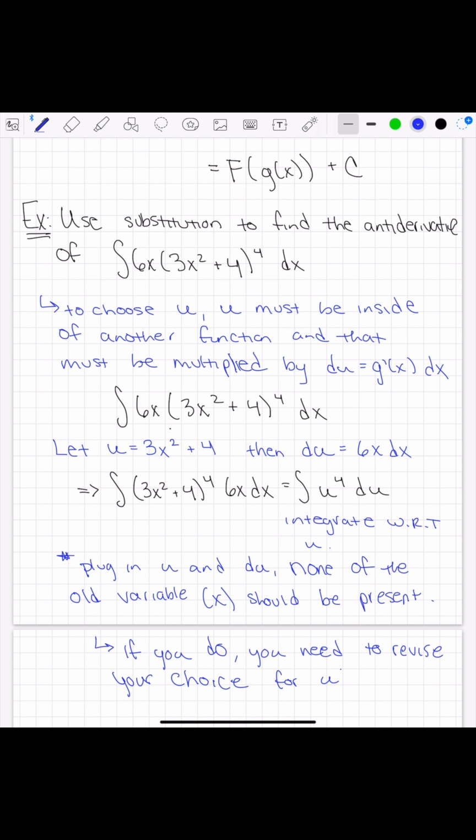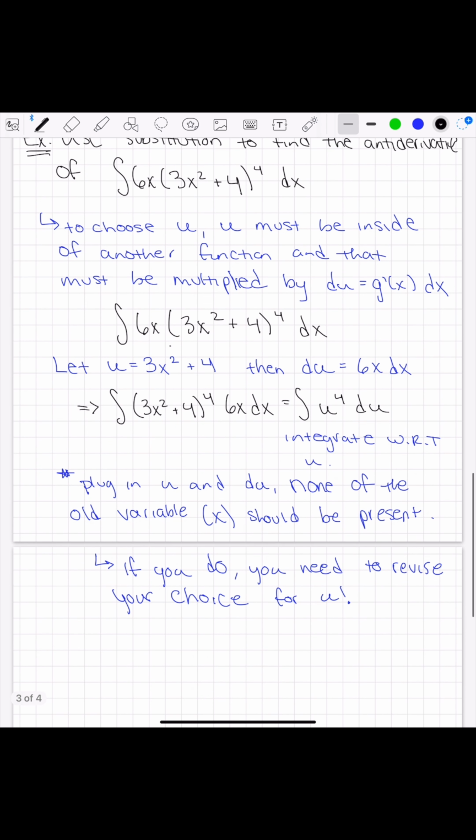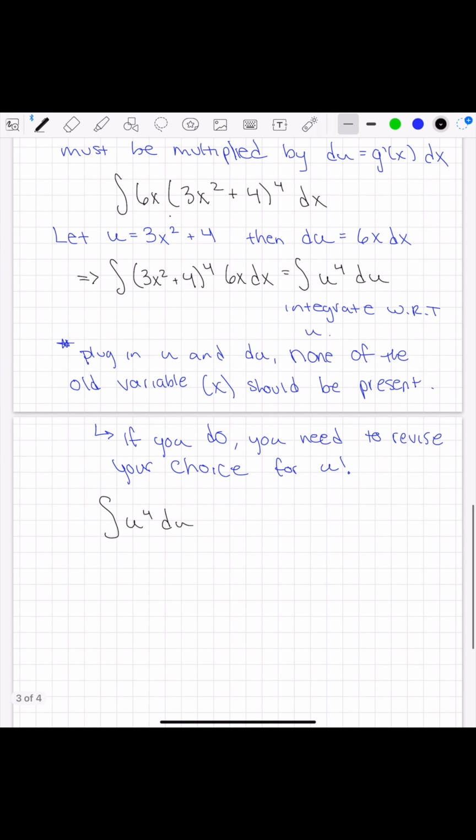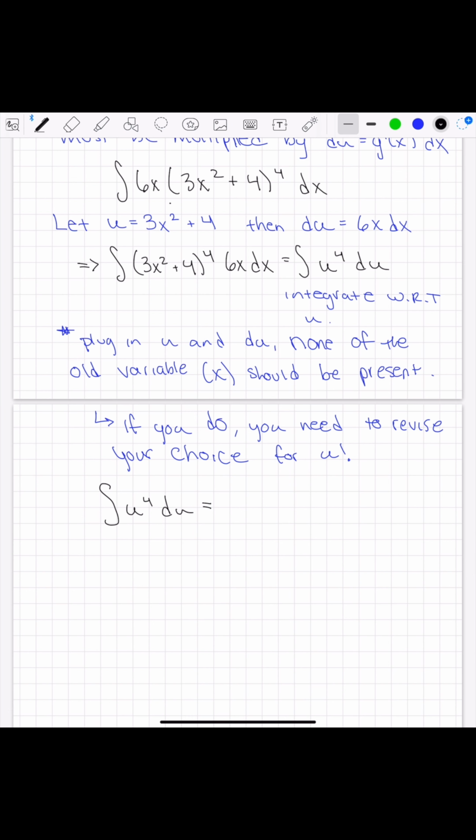Okay, but we know we're good because when I plug in my u and du, now it's all in u. And guess what? U to the 4th du, we're able to use the power rule. So remember the power rule for antiderivatives: you add 1 to the exponent and you divide by that new exponent. And then again, we don't have bounds, right? This is an indefinite integral, so we have our plus c here.